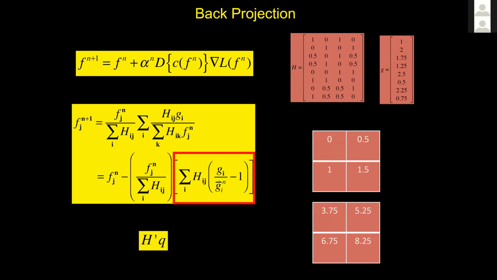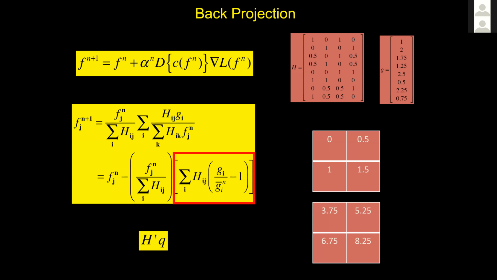The idea here is actually very simple. If you look at this part inside here, this is the gradient of your likelihood function. And when you calculate this back projection, it is a summation.